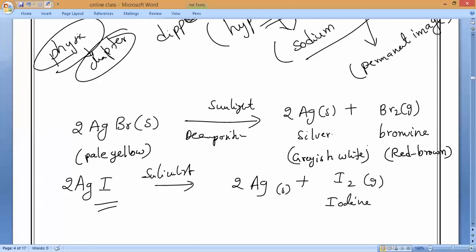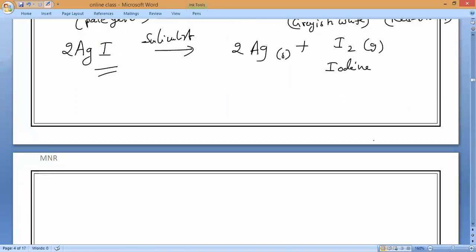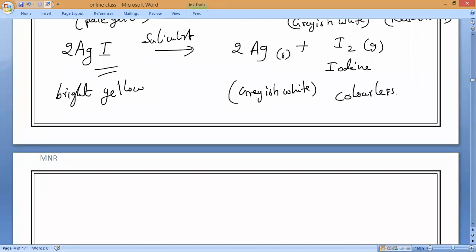Okay, any doubt? Next, silver iodide is bright yellow in color. Silver is grayish white. And what is the color of iodine? It is a colorless gas. Clear, everybody? That is what you have to remember.